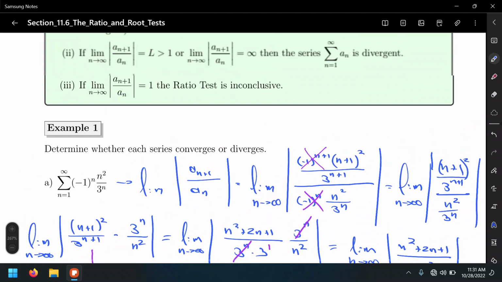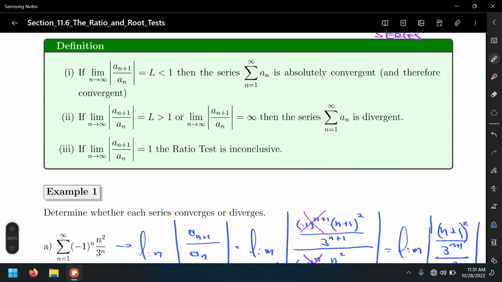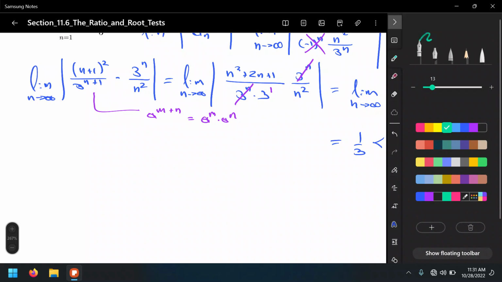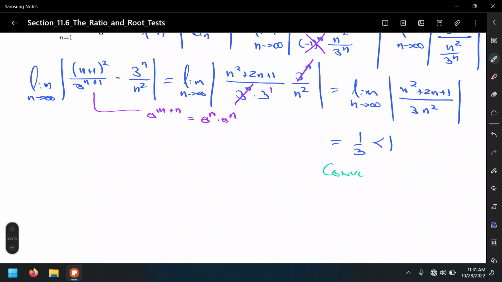Now let's see, what do we have to do? We have to check for 3 things: for the limit to be less than 1, greater than 1, or equal to 1. In this case, 1/3 is less than 1, so the series converges by ratio test. All right. So that's our first example in ratio test. Let's look at another one.